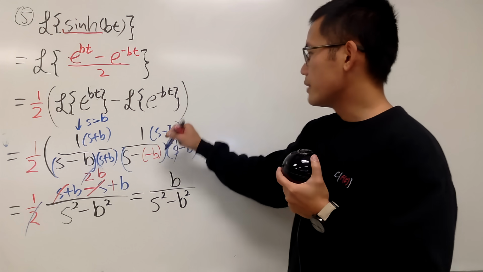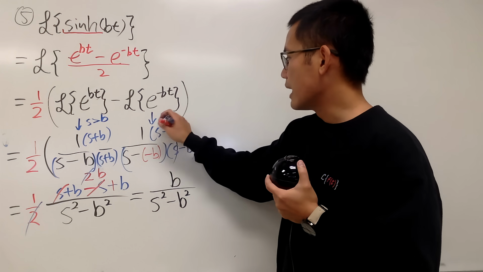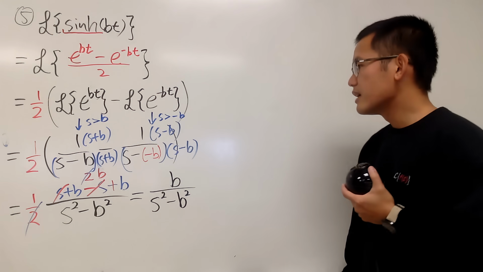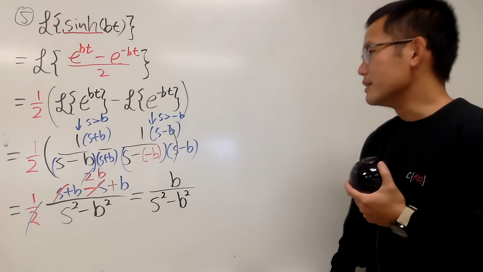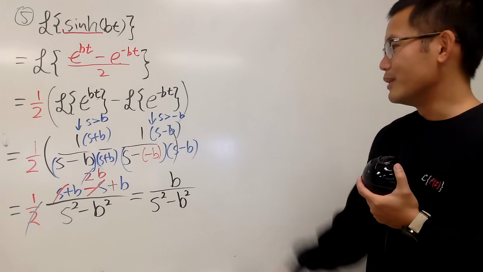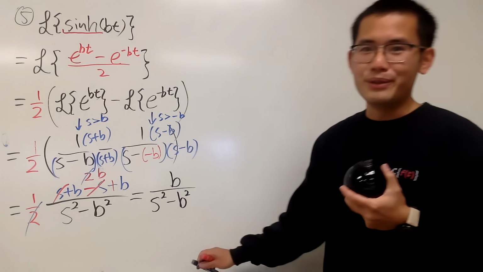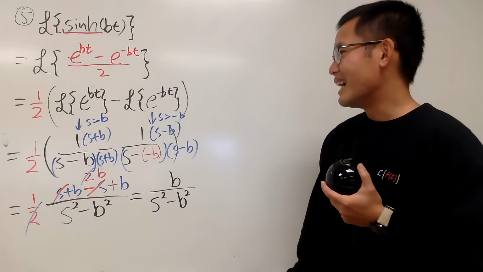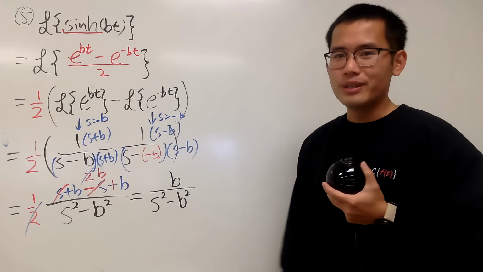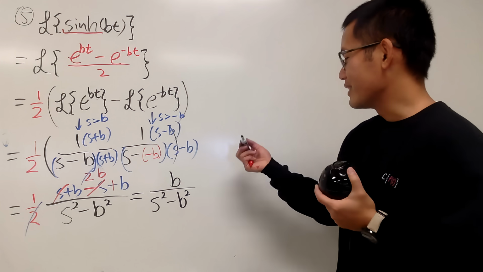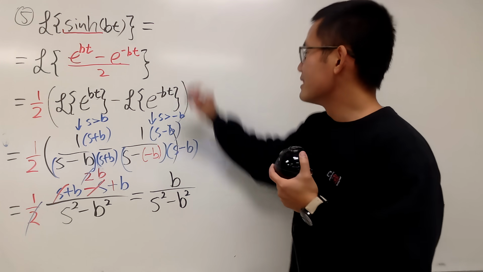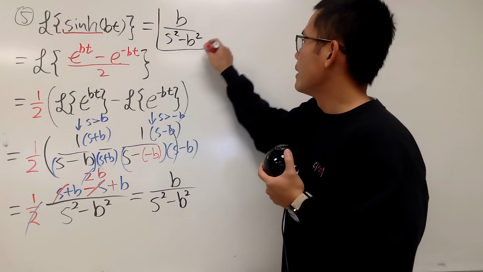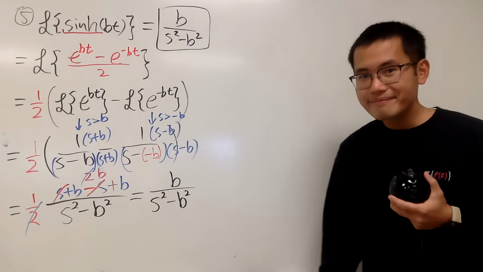And now this right here, you will just have to make sure that S has to be greater than this input, which is negative B. And depends on what B is. So you can just include that, but I'm just going to leave that to you guys because I don't know if B is negative or positive. But yeah, you can just say S is greater than B. That's actually pretty okay already. Anyway, this right here is B over S squared minus B squared, like this, right?